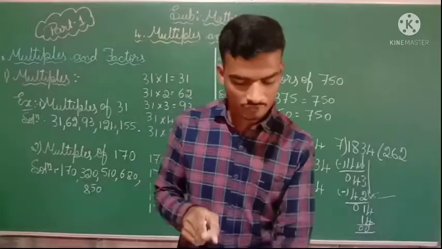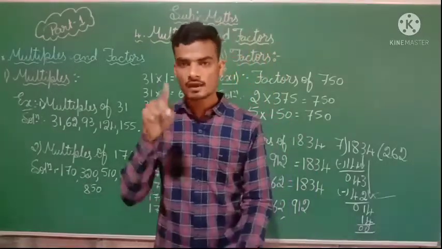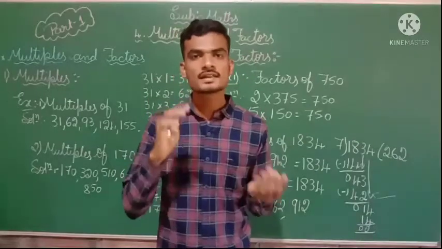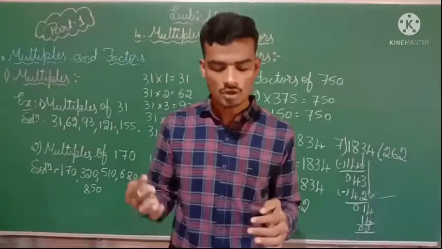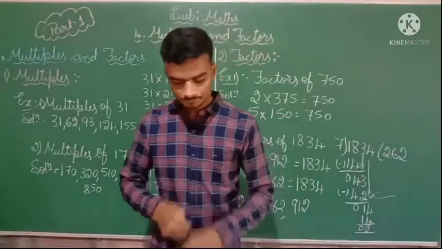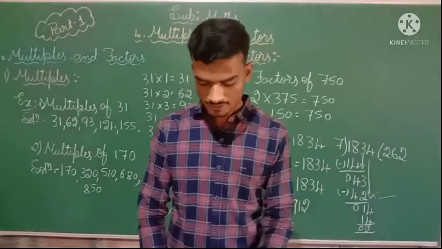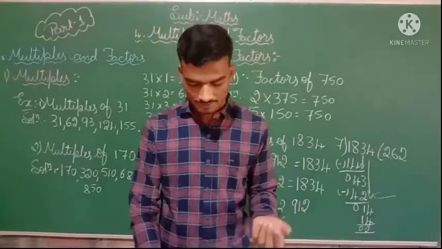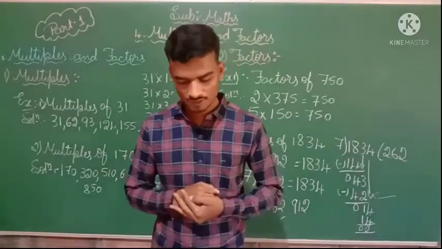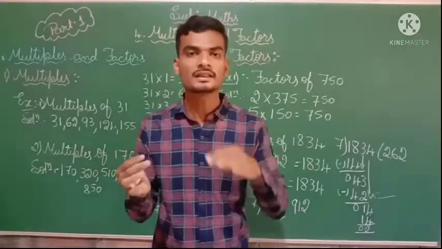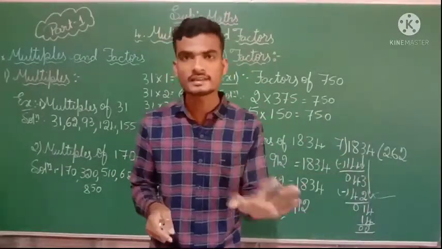Then the third question they have given, 18 and 608. Is 18 a factor of the next number or not, that we want to find. If you take 18 into 33, you will get 594. Then 18 into 34, you will get 612. You are getting a greater number and a lesser number, but you are not getting exactly 608 itself.